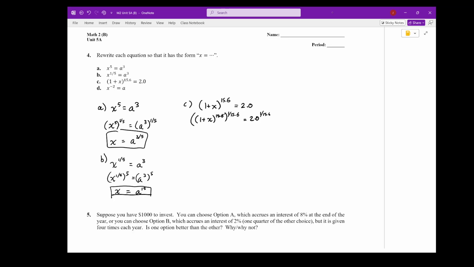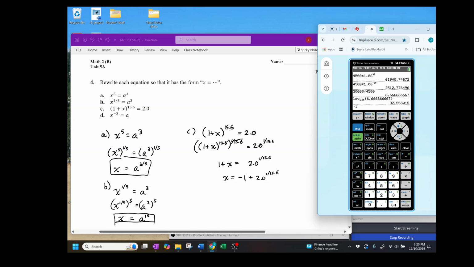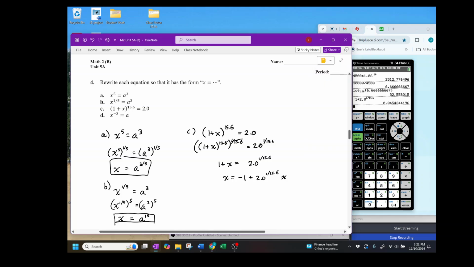Okay, so these guys kind of cancel each other out and turn into 1. We've got 1 plus x equals that 2.0 to the 1 over 15.6. And then I've got to subtract 1, so it's negative 1 plus the 2.0 to the 1 over 15.6. That is a weird looking problem, I don't know where I got it from. I want to see what that equals. Negative 1 plus 2.0 to the 1 divided by 15.6. That can't be very big at all. So let's see. All right, so it's about 0.045.